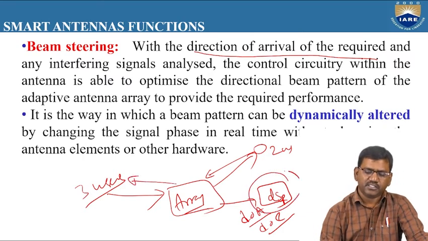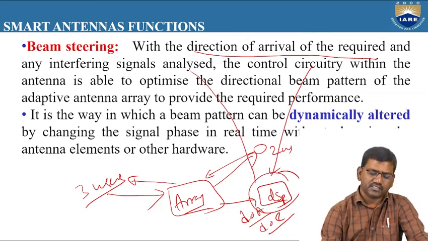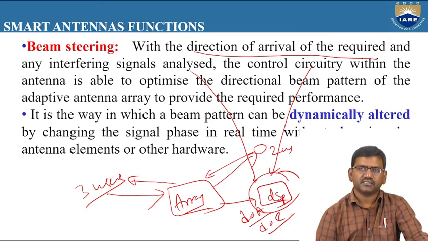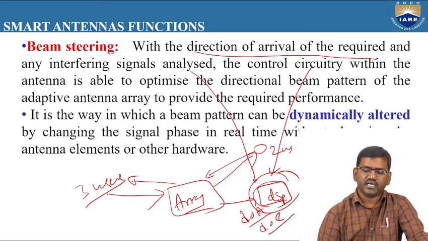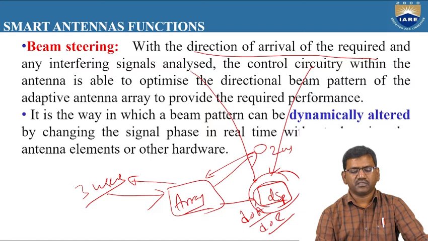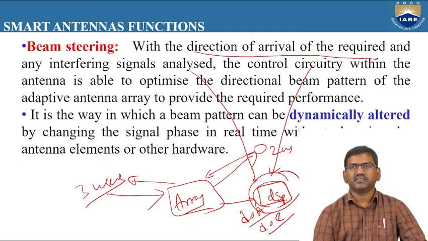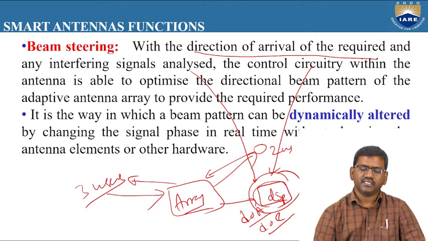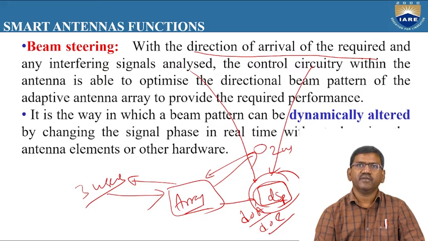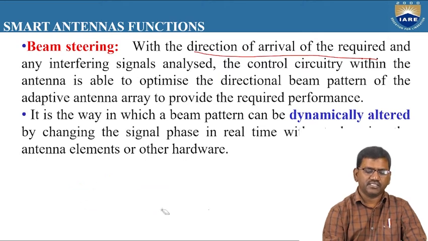That means internally this DSP has a control circuitry, right? So this DSP is going to analyze the signals, and this control circuitry will optimize the directional beam pattern of the adaptive antenna array to provide the required performance. That means, as there are three users, the amount of radiation pattern will be more. As there are two users in this direction, the amount of radiation pattern or beam given by this array will be very less. So it changes the decisions dynamically.